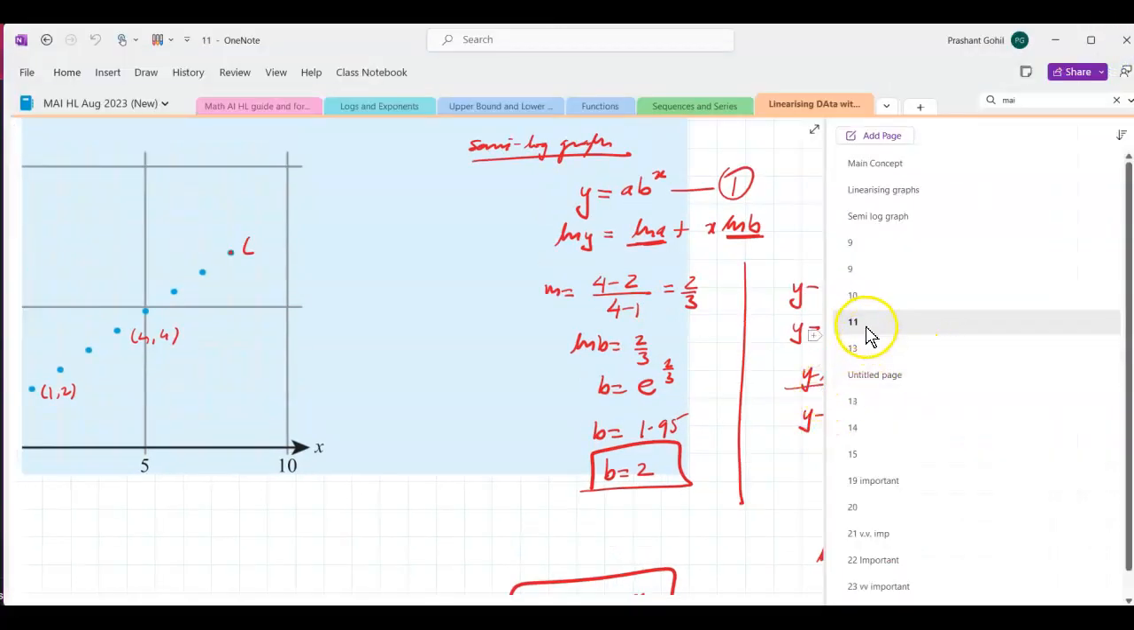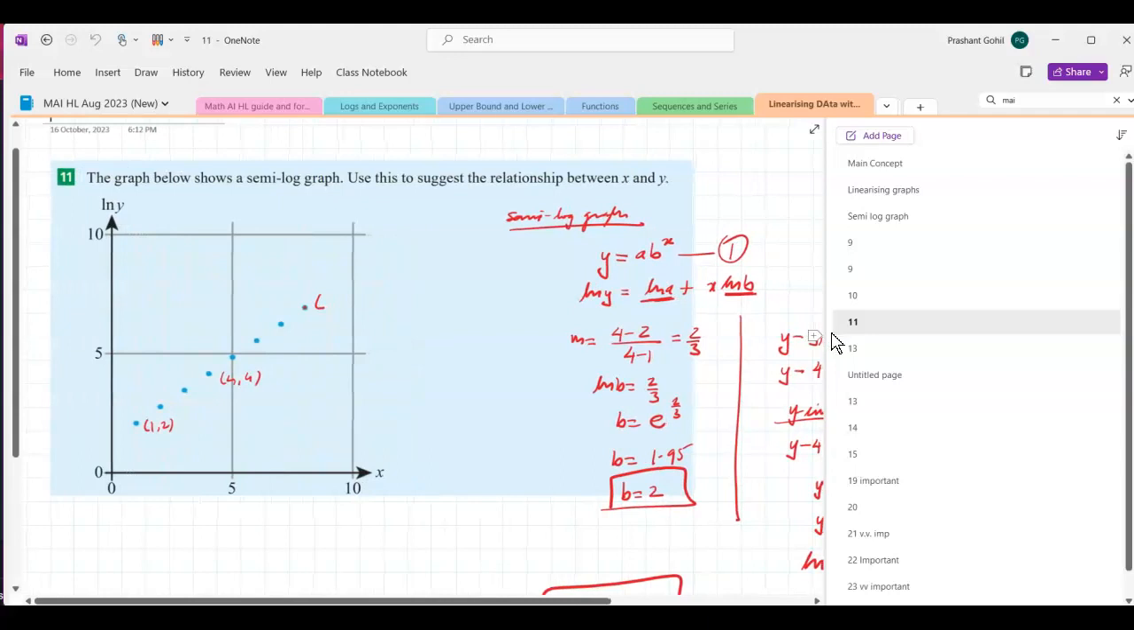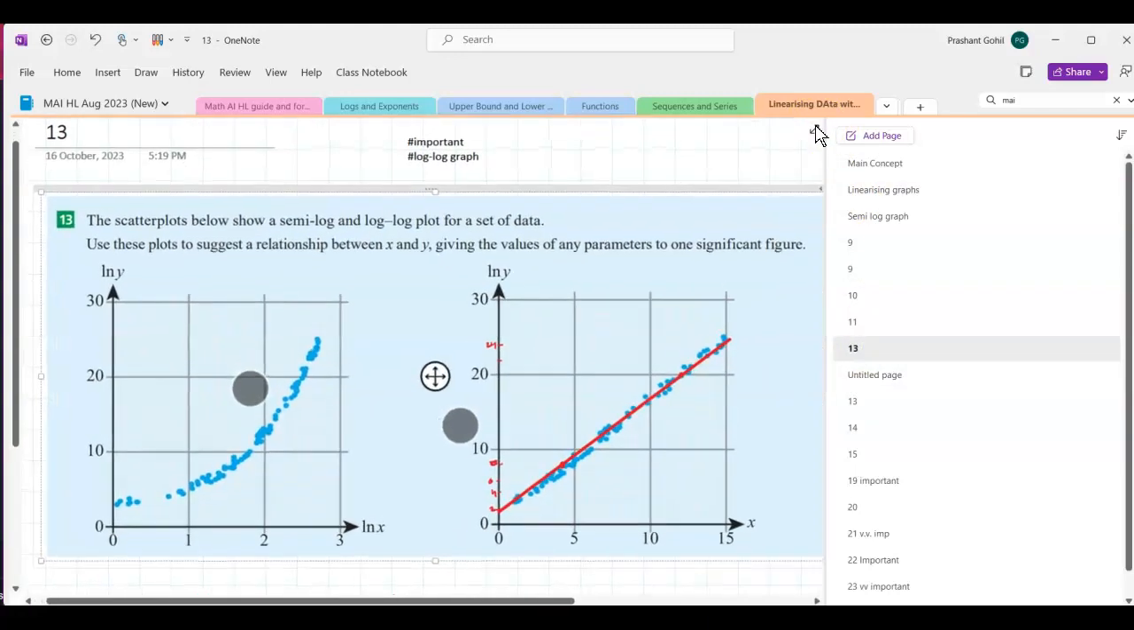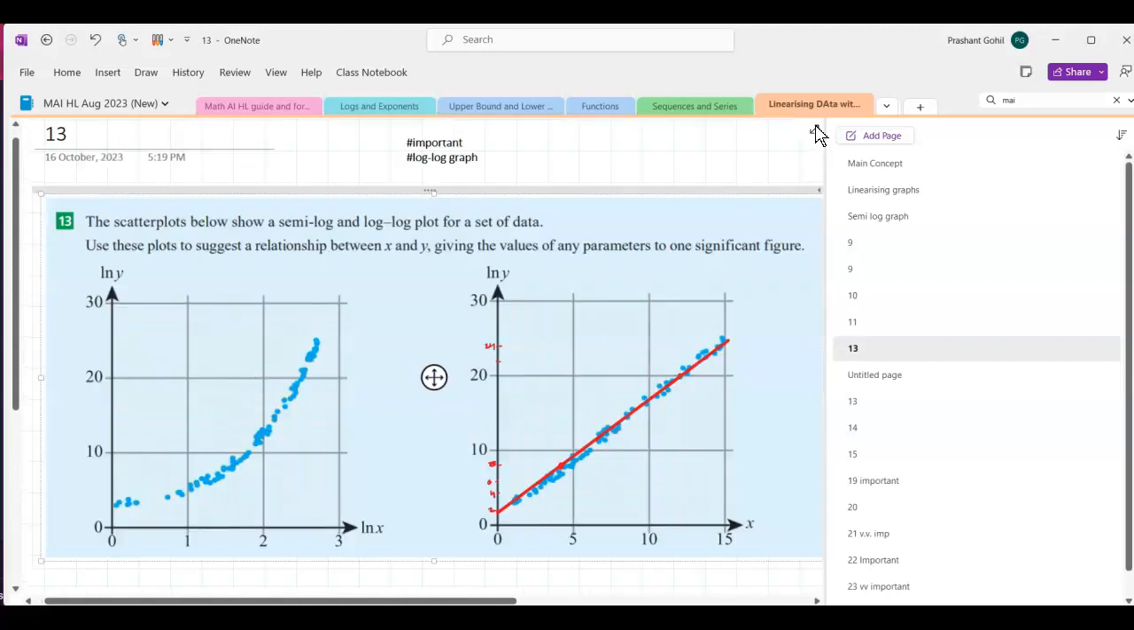So I've shown you in this using both those methods. Correct? Now, see, this is the sum I'm talking about. Important. The scatter plots below show a semi-log graph and a log-log plot for a set of data. Use the plots to suggest the relationship between x and y. Give the values of any parameters to one significant figure. The relationship will be found.